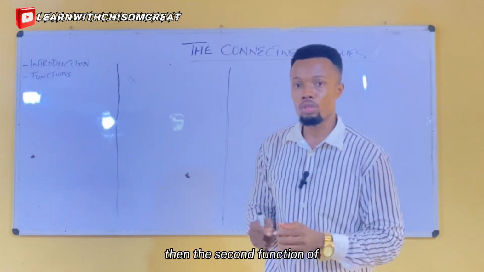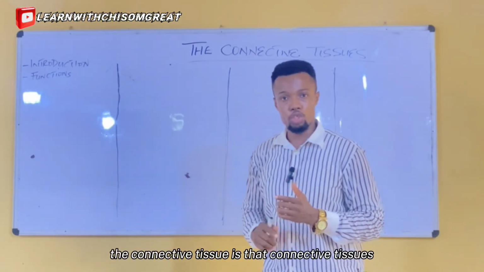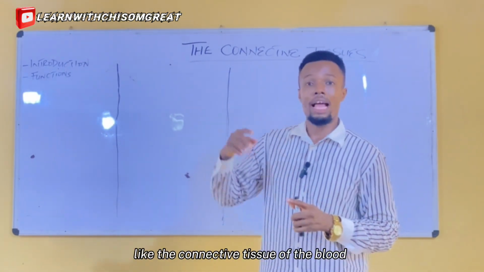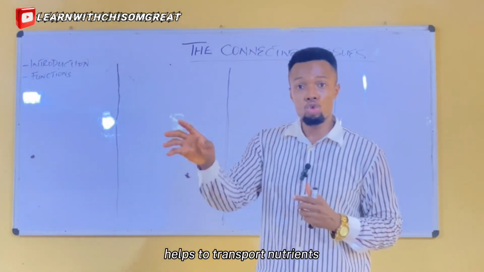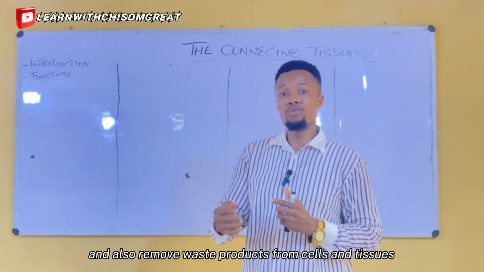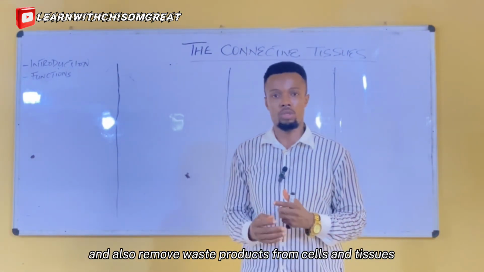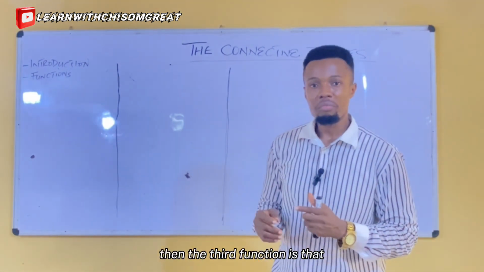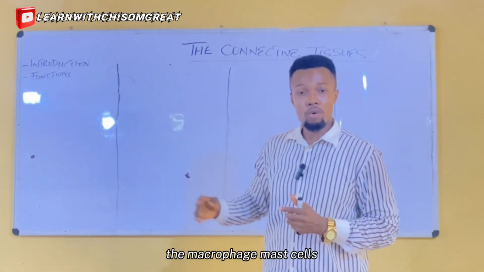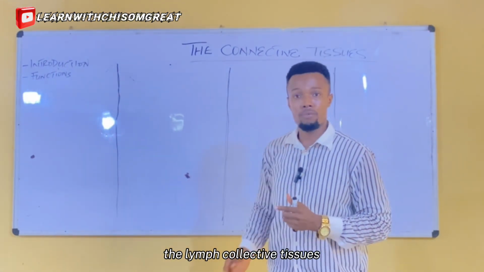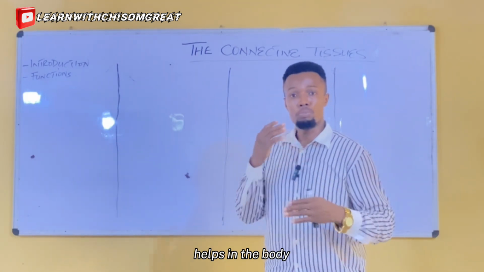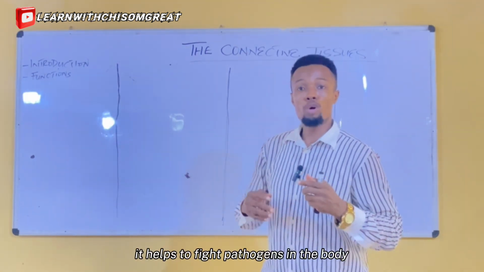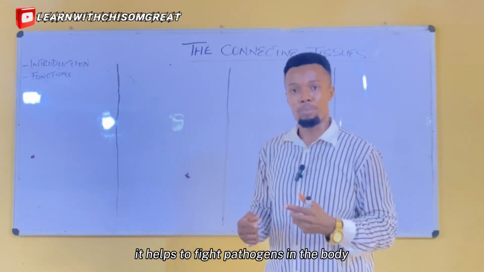Then the second function is that connective tissues, like the connective tissue of the blood, help to transport nutrients and also remove waste products from cells and tissues. Then the third function is that macrophages, mast cells, and the lymph connective tissues help in the body's immune response. They help to fight pathogens in the body.